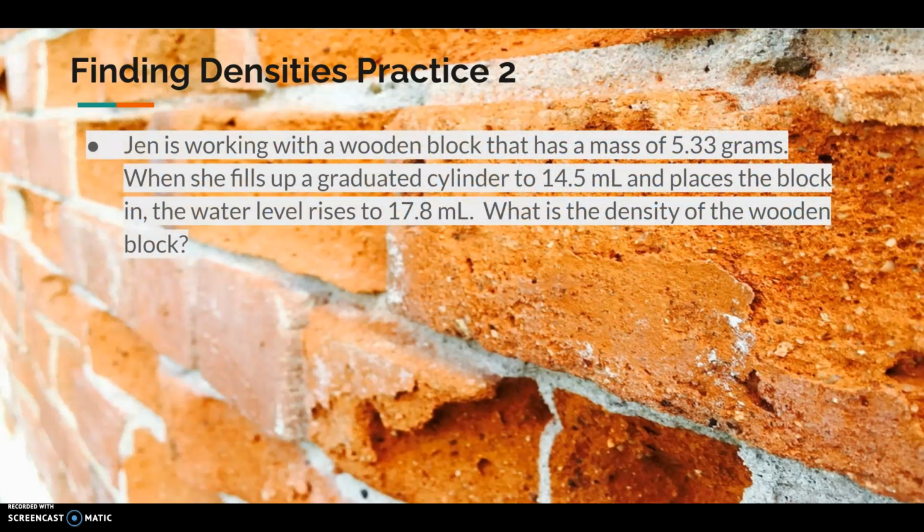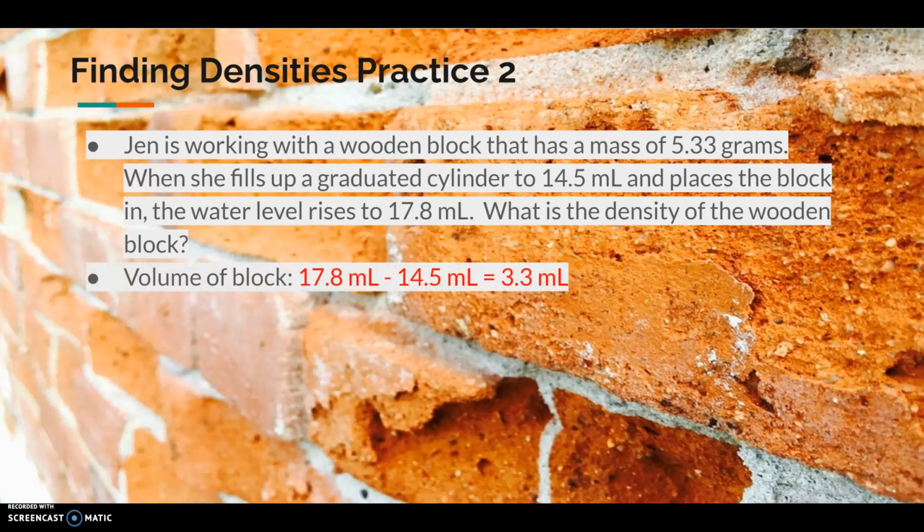Here's another example. Jen is working with a wooden block that has a mass of 5.33 grams. When she fills up a graduated cylinder to 14.5 milliliters and places the block in, the water level rises to 17.8 milliliters. What is the density of the wooden block?